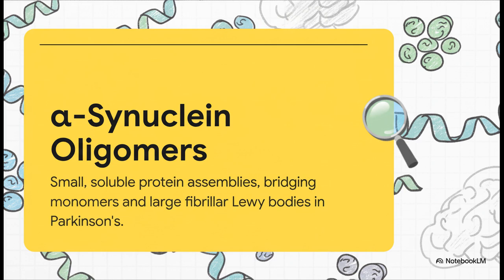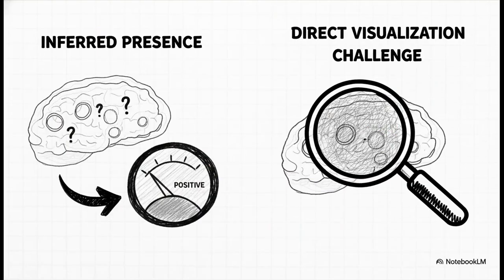Now, the hypothesis that these smaller oligomers are the primary neurotoxic species has been tough to prove, mainly because of a technical inability to directly see these nanoscale assemblies inside human brain tissue. Detecting these small, endogenous aggregates has really been a significant technical barrier. While we've had methods like proximity ligation assays that could confirm they were there through signal amplification, that's a form of indirect detection. It doesn't let you see the aggregates themselves.